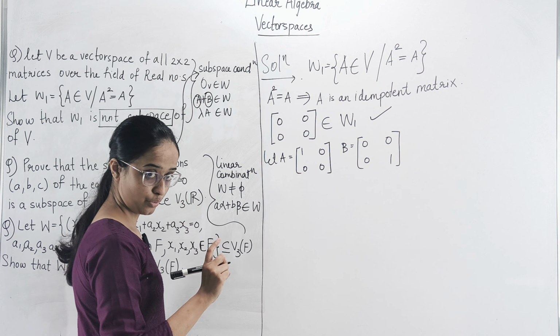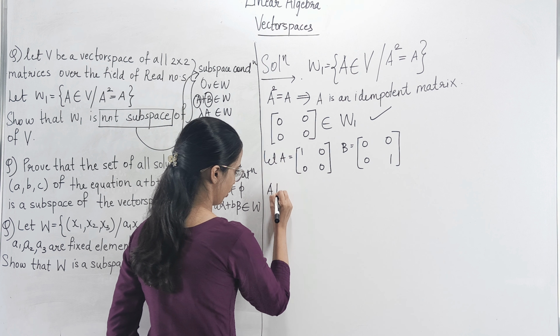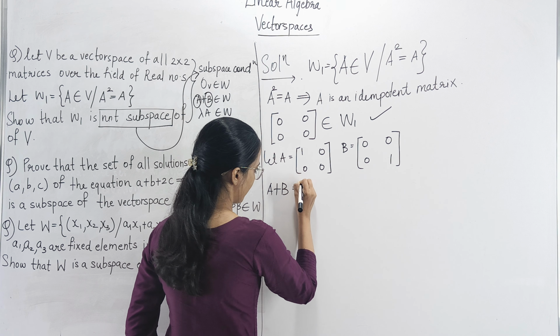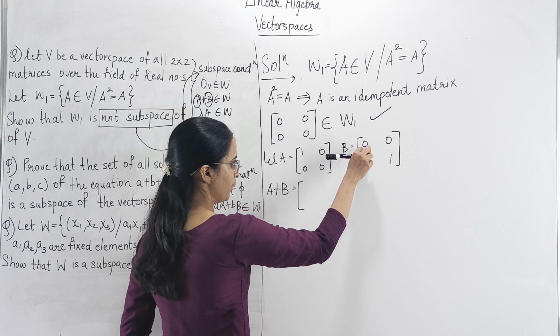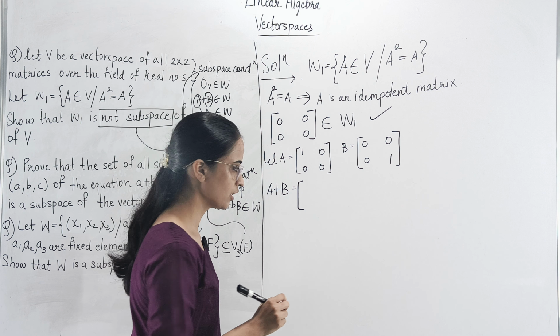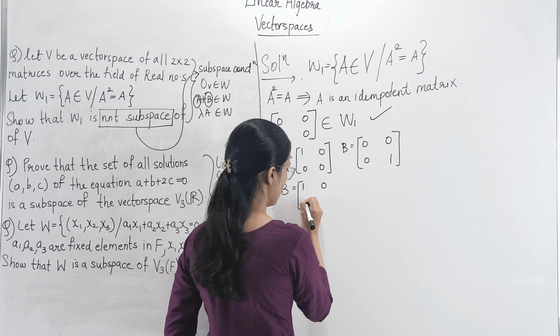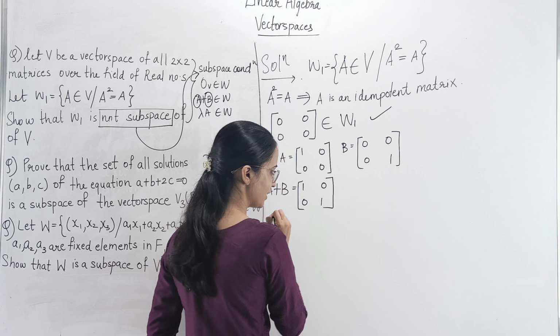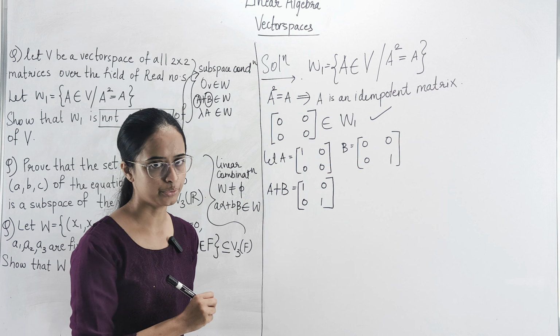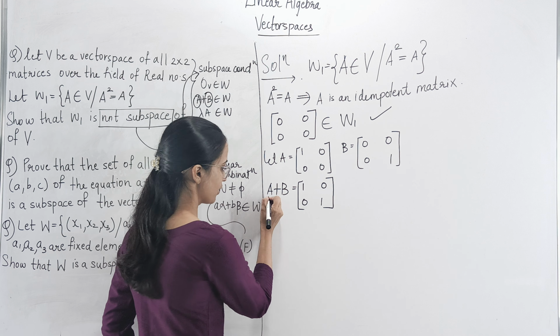Now what I would do is first take the addition of it, A plus B. Simple matrix addition. So you are going to add the corresponding entries. So you would get 1 0 0 1. This is simple matrix addition. I hope you all know how to do it. Now you have got this element.